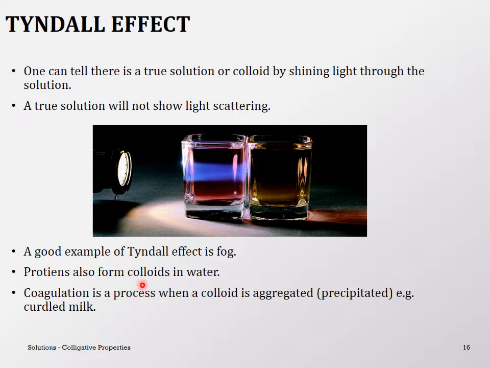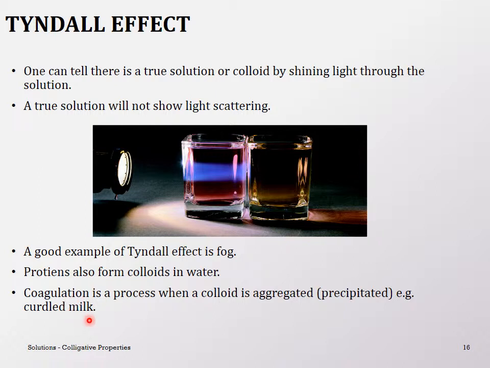Proteins form colloids in water. So for example, eggs, that's a protein. And then coagulation is a process where you can aggregate the colloid. Coagulation is a very interesting process. It happens all the time, and this is also a very good way of precipitating proteins out in case you're working with a colloid. So for example, curdled milk, and this is a very good way of making cheese.